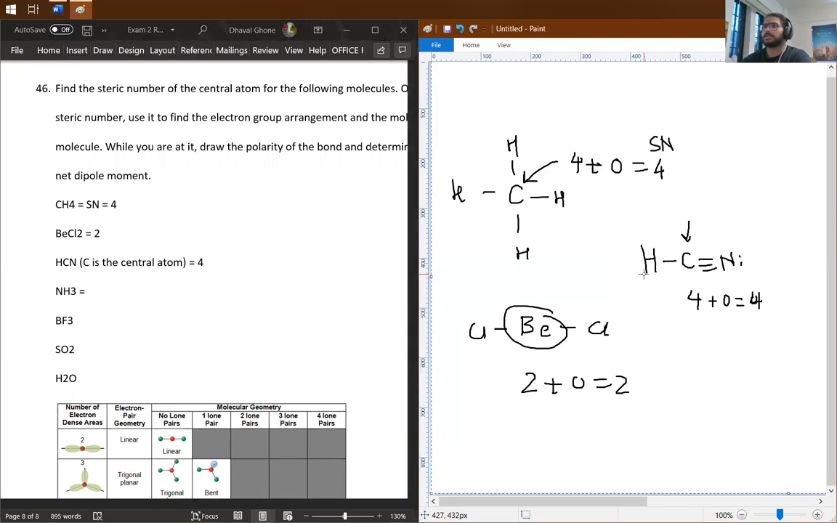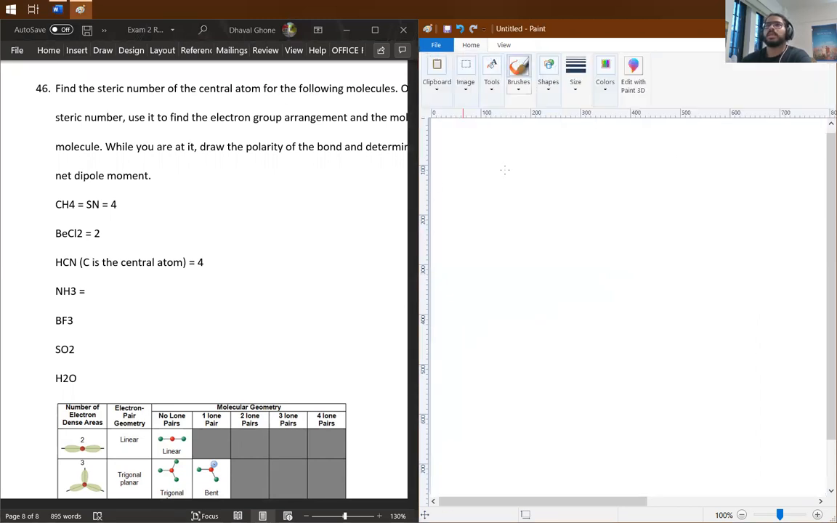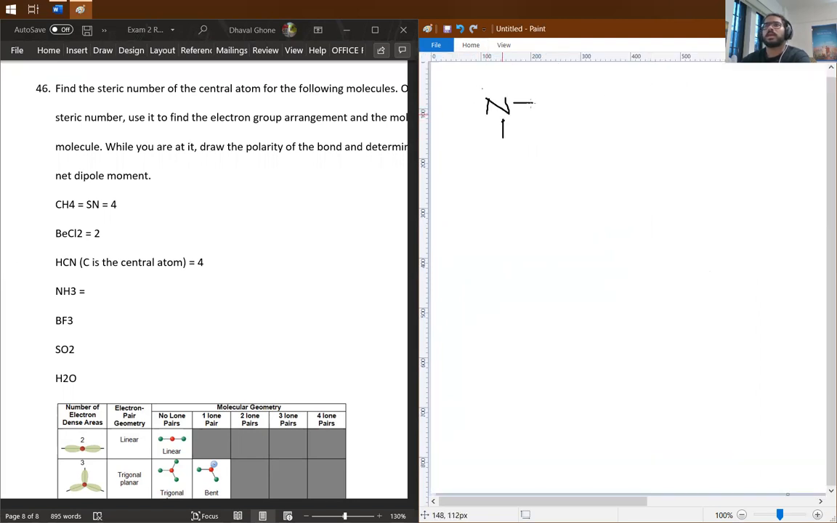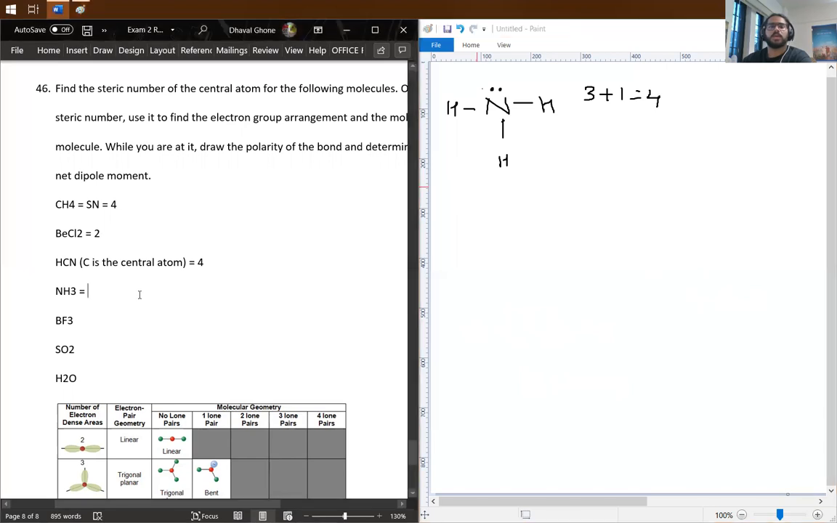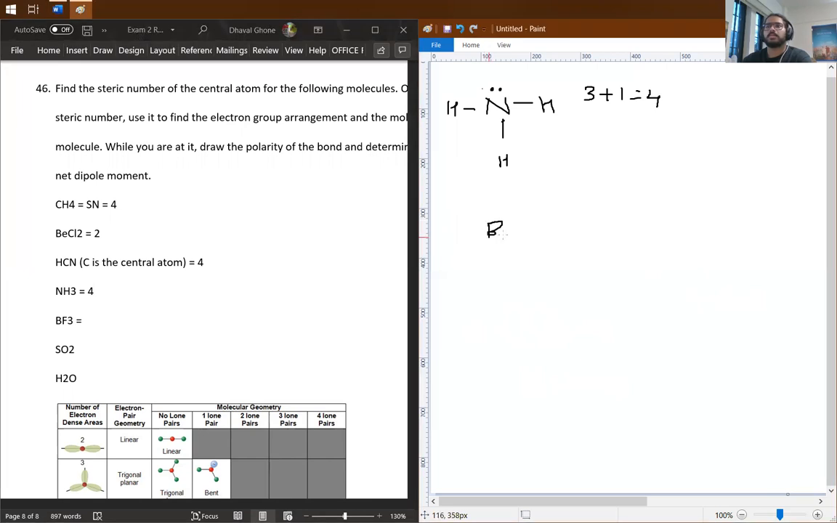NH3, we drew NH3 as N, 3 bonds with H, and 1 lone pair. Now 3 bonds plus 1 lone pair gives me 4. So for NH3, SN is 4. For BF3, we drew BF3 as B with 3 bonds to F. Remember, boron is an exception to the octet rule. It can only hold 6 electrons at the most in the outermost shell. And so boron has 0 lone pairs plus 3 bonds, giving you SN equals 3.